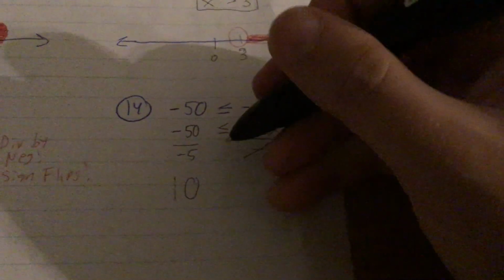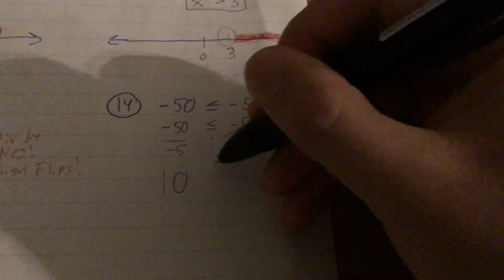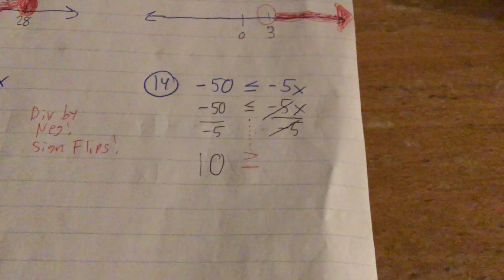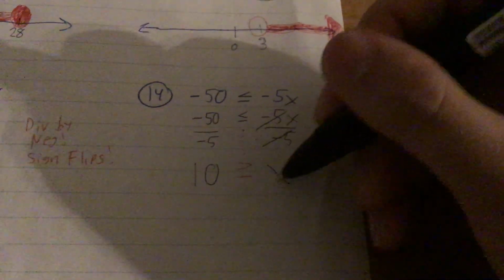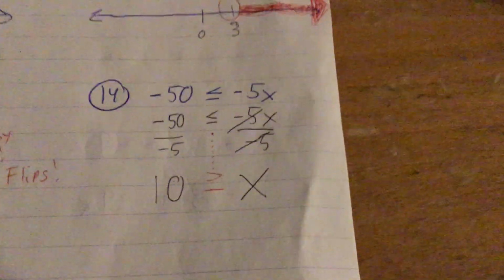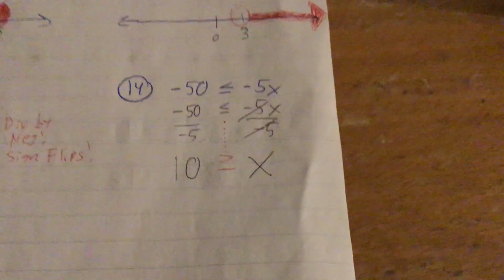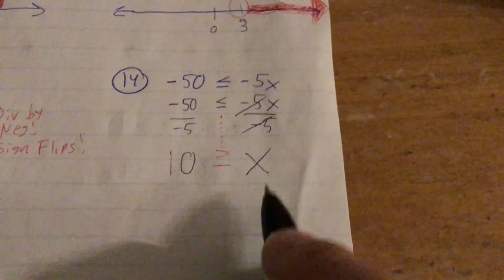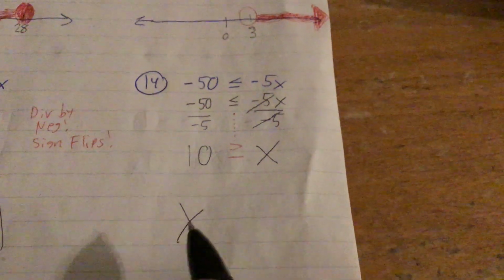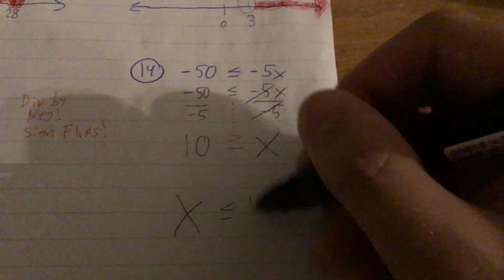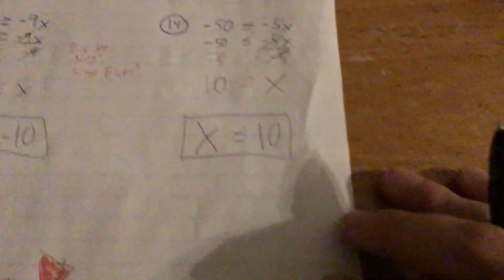And remember, since we are dividing both sides of the inequality by a negative number, this has to flip from a less than or equal to sign to a greater than or equal to sign. So in this case, 10 is greater than or equal to x. But since x is on the right side, that kind of confuses me. So if 10 is greater than or equal to x, I'm going to start the sentence with x. 10 is greater than or equal to x means x should be less than or equal to 10. So according to my number line, x is allowed to be any real number as long as it is less than or equal to 10.